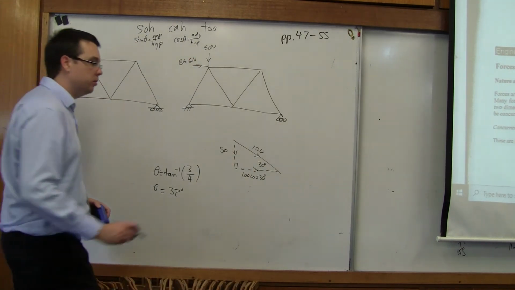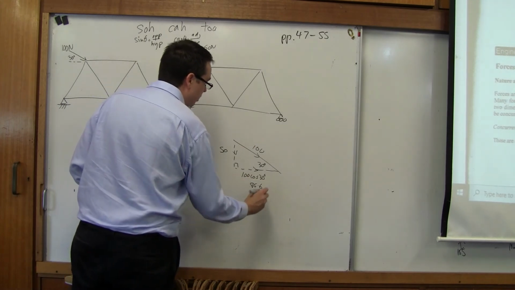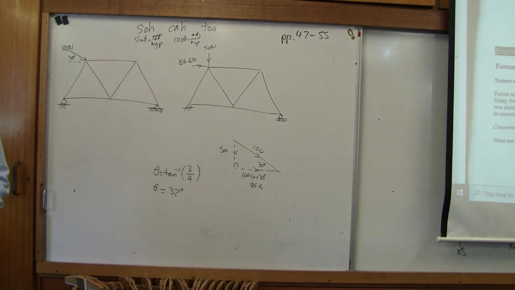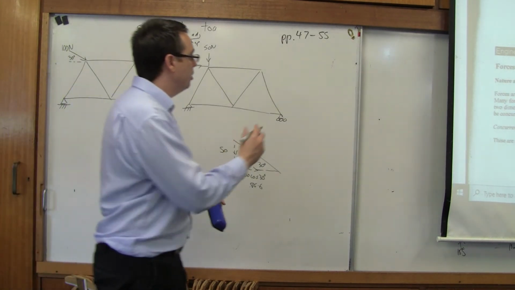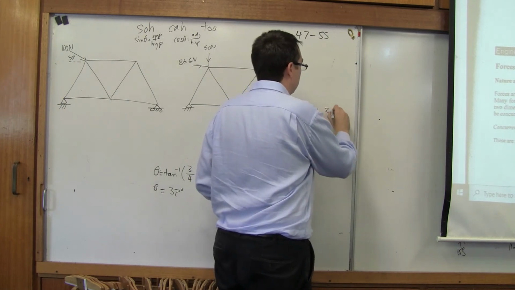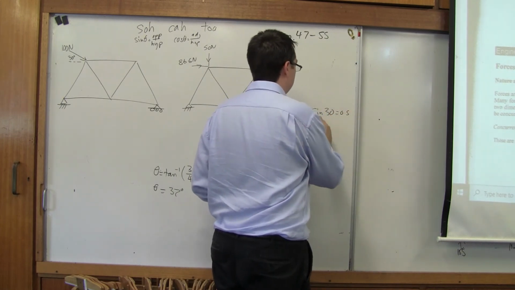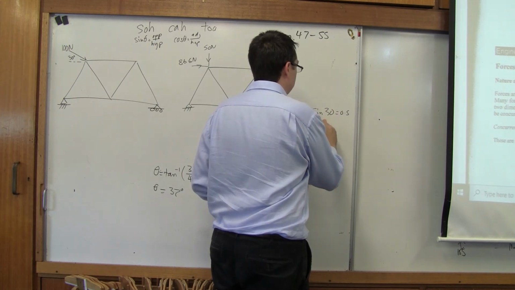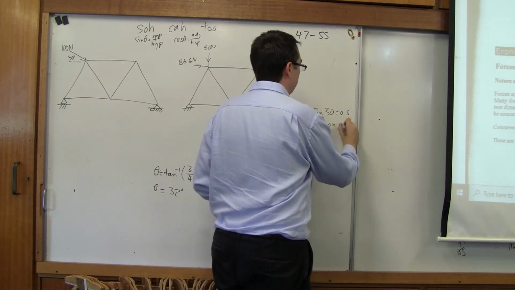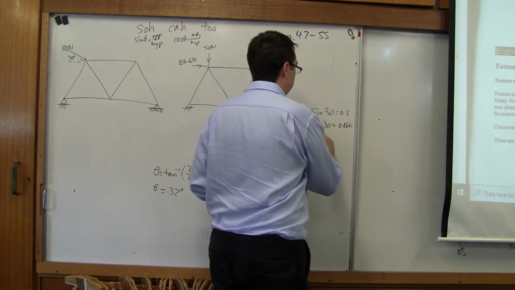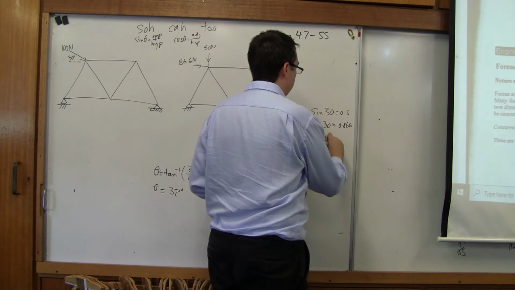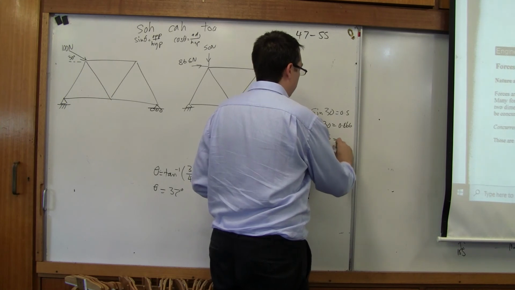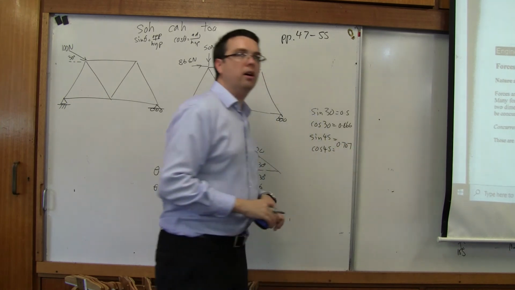(100 cos 30 is 86.6. Now, it's not like it's a magic thing that I figured out, right? What I know is that sine 30 equals 0.5, cos 30 equals 0.866, and that sine 45 or cos 45 both equal 0.707. It's not like I've done anything magical.